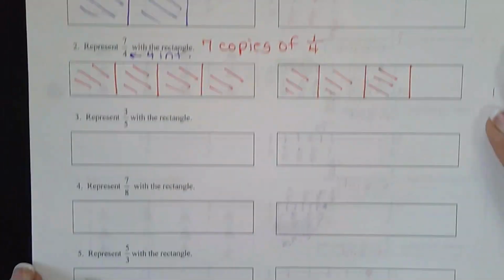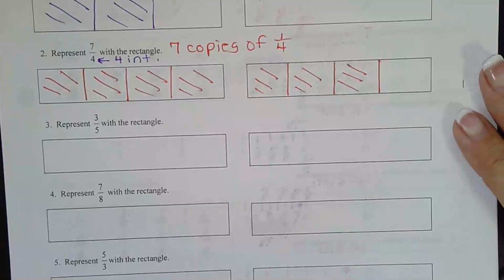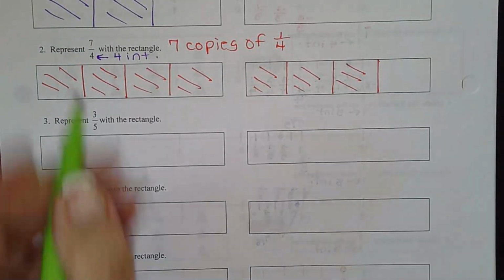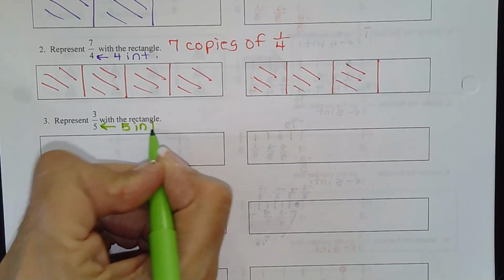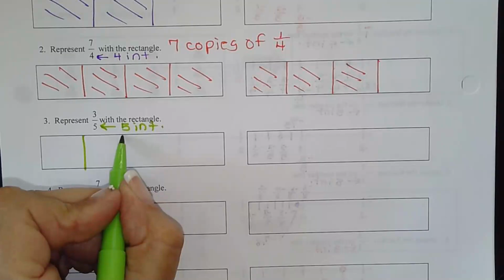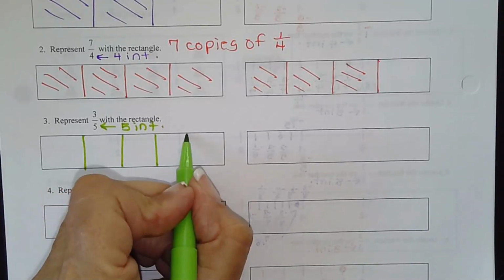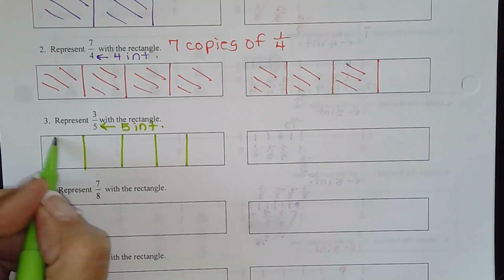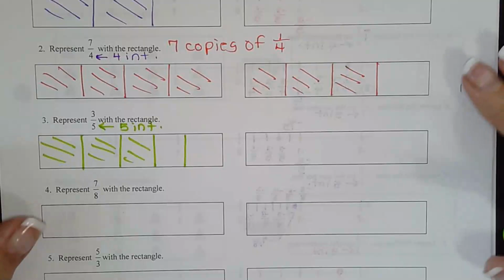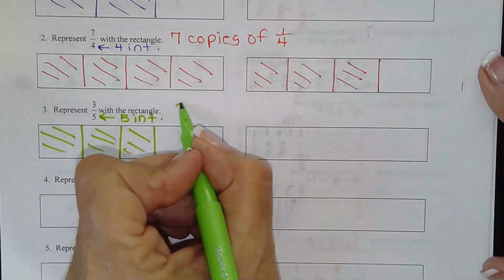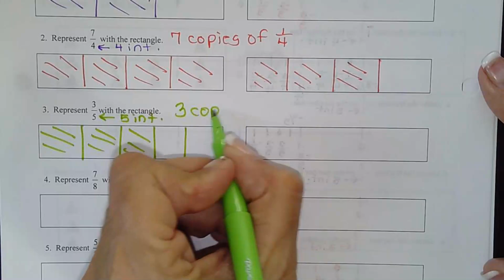Okay, let's do the next one, and then you guys can take on the next one. So this one needs next 2, I guess. 5 intervals. So 1, 2, 3, 4, 5, and this is 3 copies of 1/5. So there's our 3/5, 3 copies of 1/5.